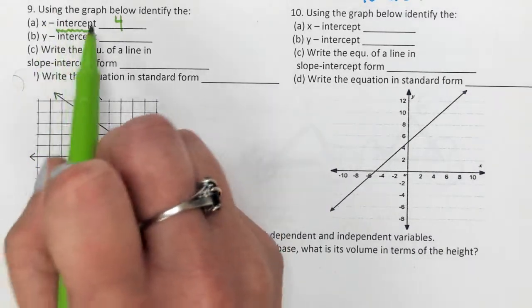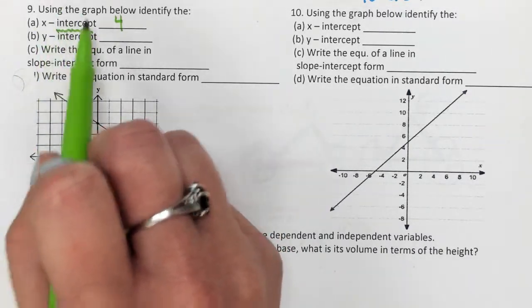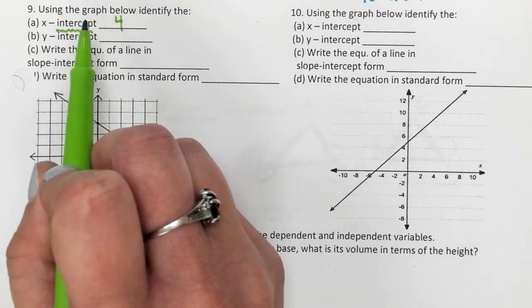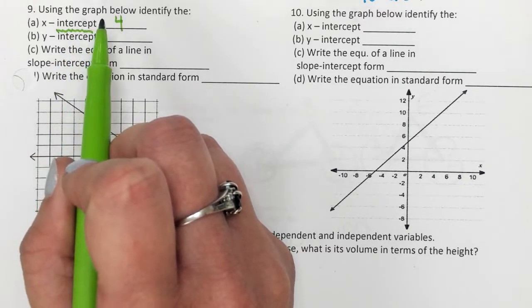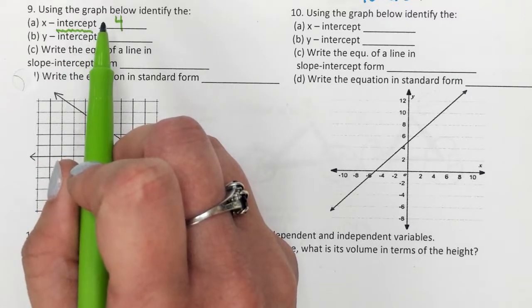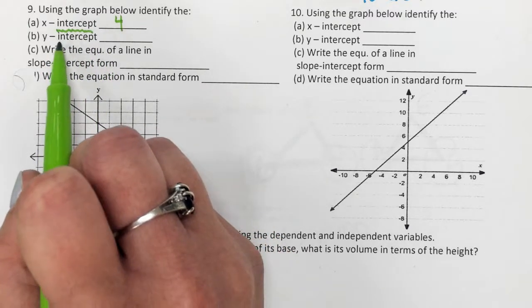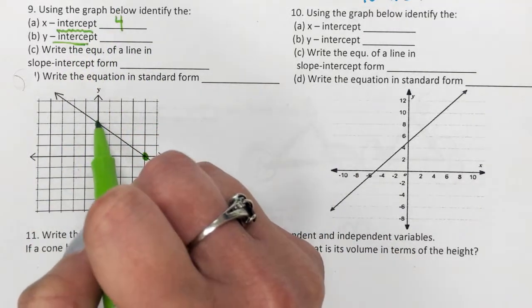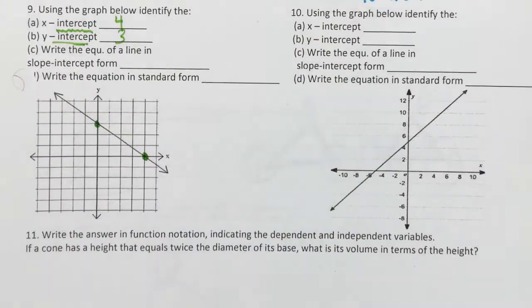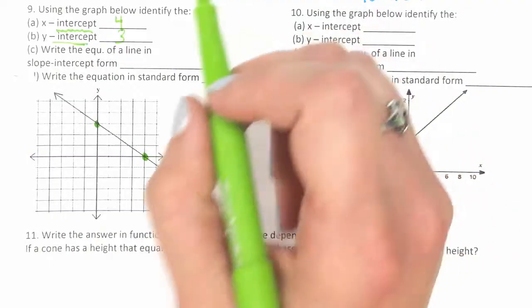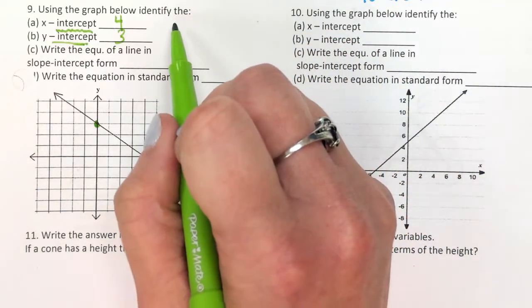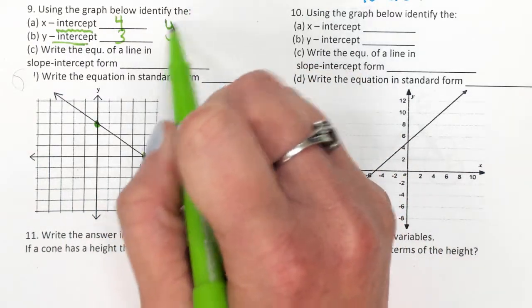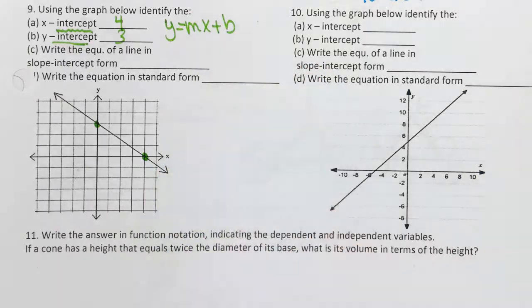Here we go. What does this word intercept mean? What number does it mean? 0, right? So it's kind of redundant to write (4, 0) because you already know it's a 0. All right, what about the y-intercept? What's the y-intercept? 3, right? Okay, slope-intercept form. What's the slope-intercept form? Y equals mx plus b. There you go. What 2 things do you need to know off this graph? Go.